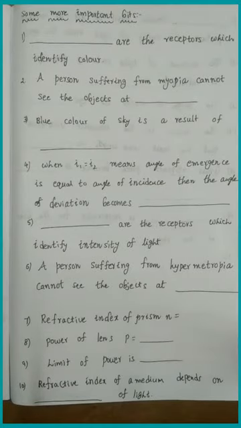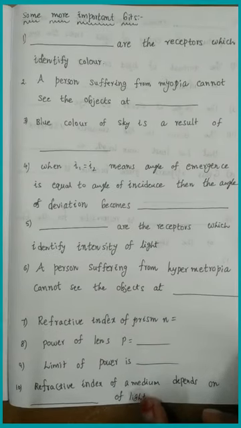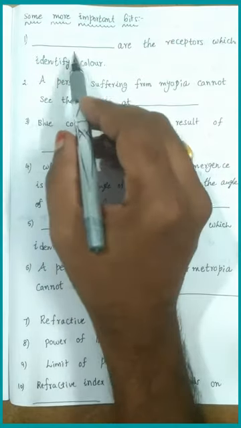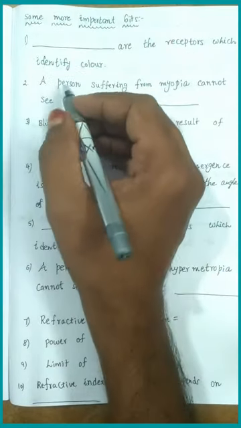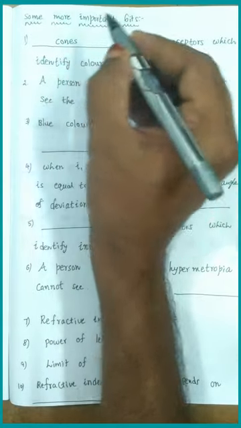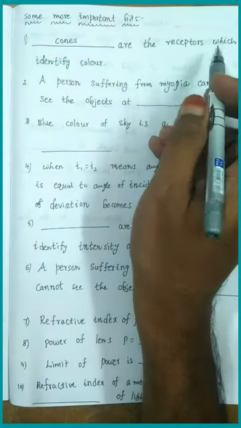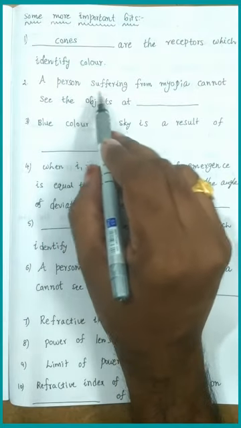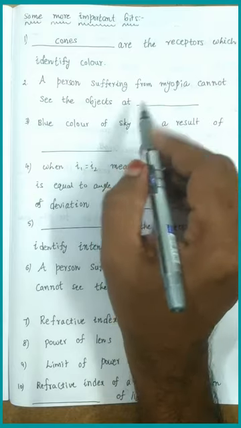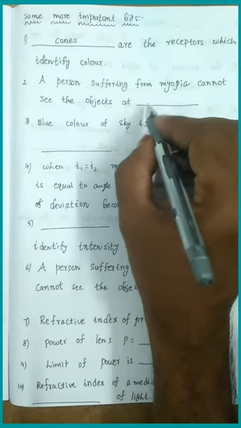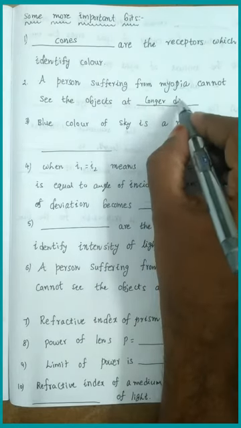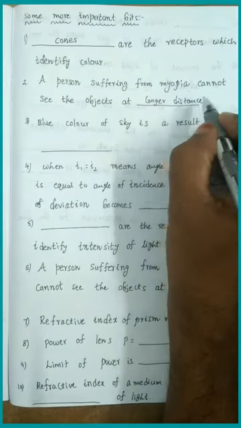My dear friends, today I would like to tell you some more important bits for us. Dash are the receptors which identify colors. In our eye, there is a part called cones. These cones identify the color. A person suffering from myopia may not observe the object if it is at a longer distance.